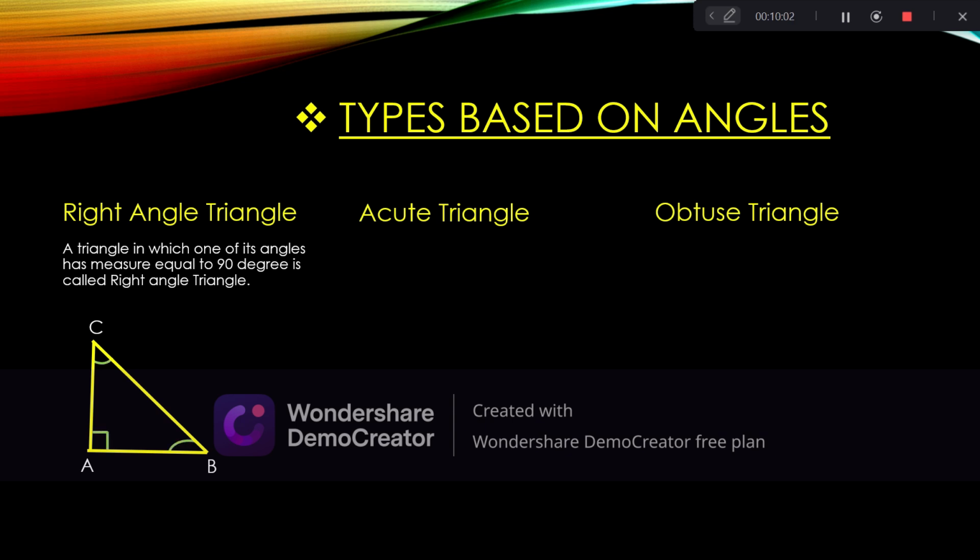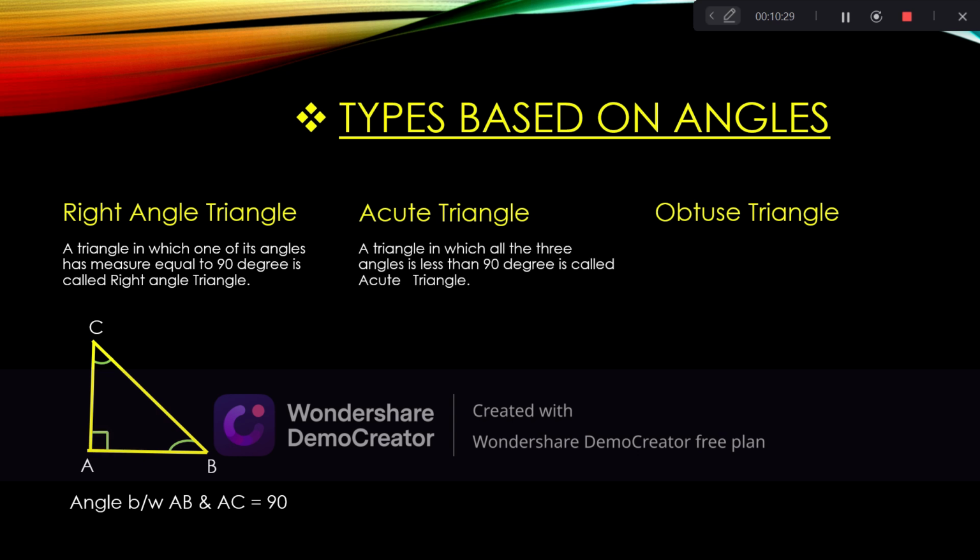So when we summarize this concept, the right angle triangle is that triangle in which the angle between AB and AC is equal to 90 degrees. Is this angle, right? So now moving to the acute triangle.